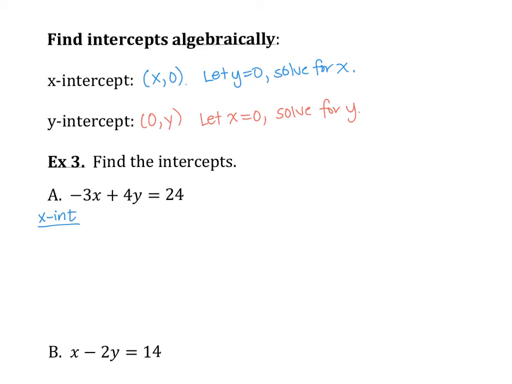Okay, so if I want to find the x-intercept, I'm going to plug in 0 for y, and then I'm going to solve for x on the original equation. So if I look at that equation, here's where the y is. Okay, I'm going to bring down the equation, negative 3x plus 4 times 0 equals 24. Now I'm going to solve for x. Now the nice thing is if I do 4 times 0, that's 0. So that's basically gone. So I just have negative 3x equals 24, and I can go ahead and solve for x.